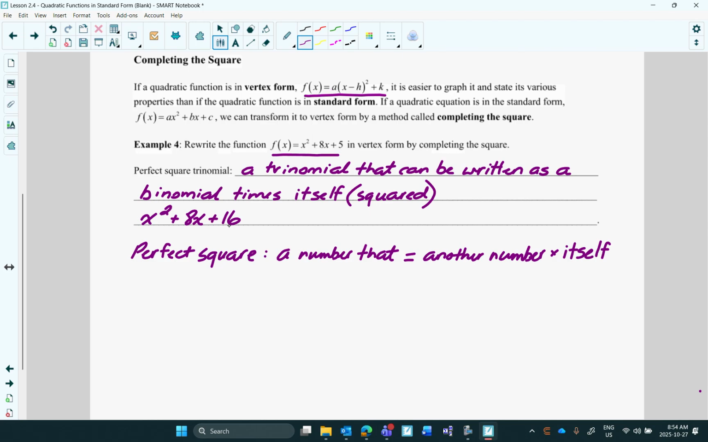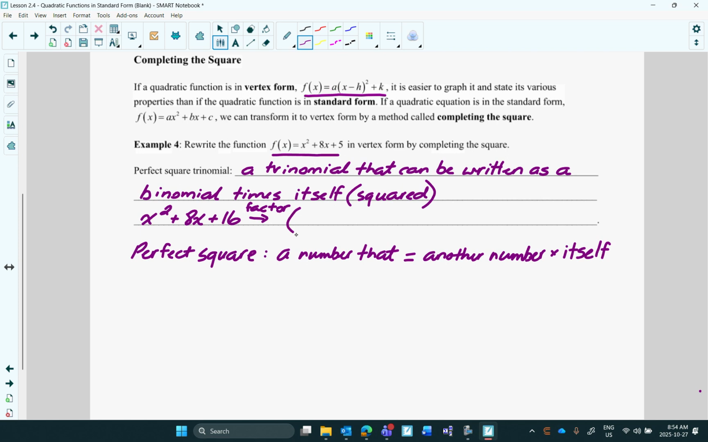That's a perfect square trinomial because there is a binomial times itself that will give me this. How would you find it? Excellent. Outstanding. You have to factor it.